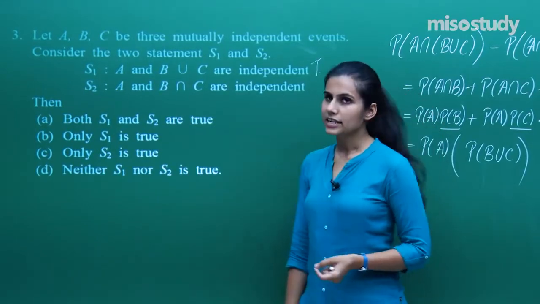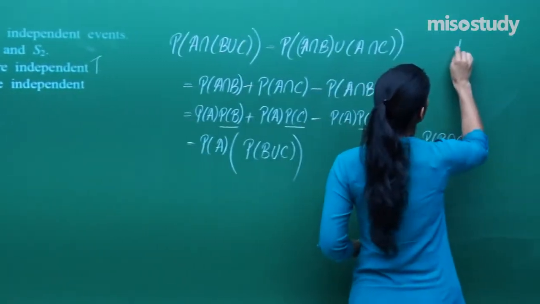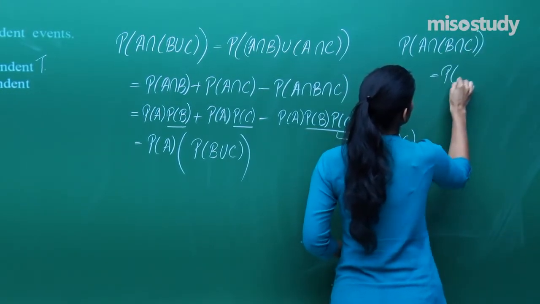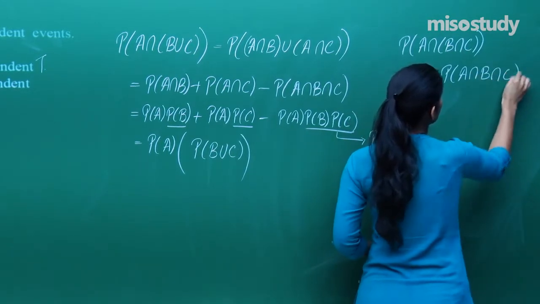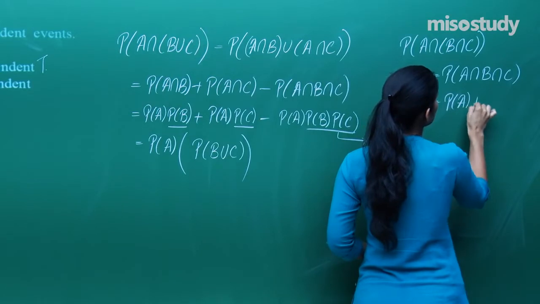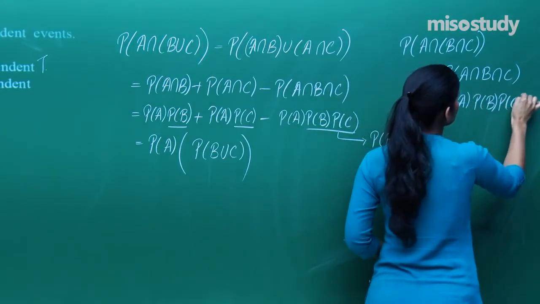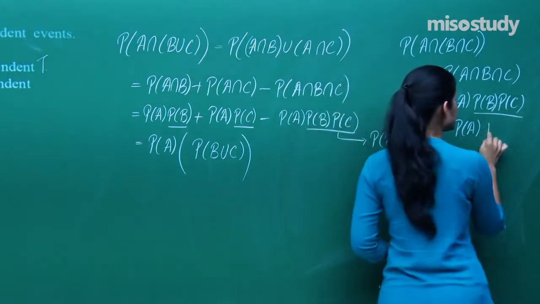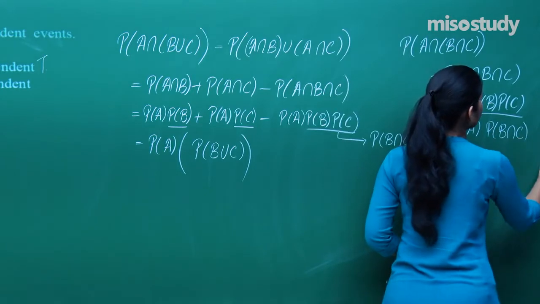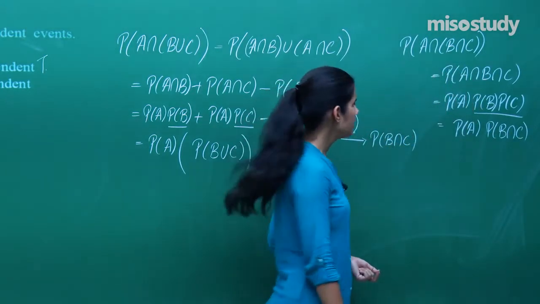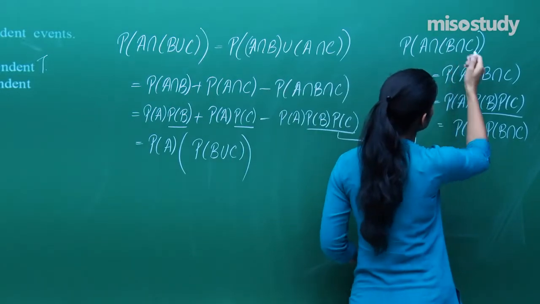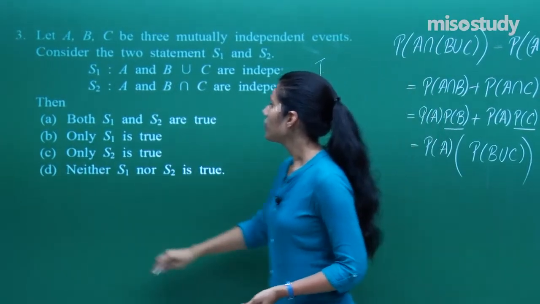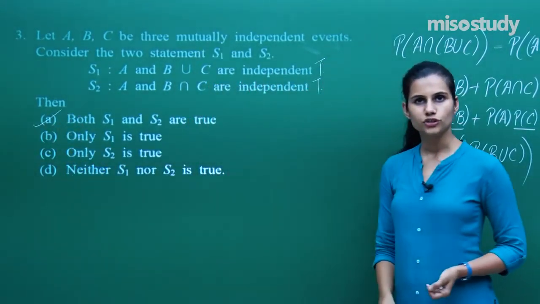What about A and B intersection C being independent? Okay, let's see. A and B intersection C. This is nothing but A intersection B intersection C. I know they are mutually independent, so this is probability of A, probability of B, probability of C. I can write this as probability of A, and probability of B into probability of C can be written as probability of B intersection C. Why? Because B and C are already independent. So A intersection B intersection C's probability is probability of A into probability of B intersection C. Therefore, this is also true, and therefore both S1 and S2 are true.